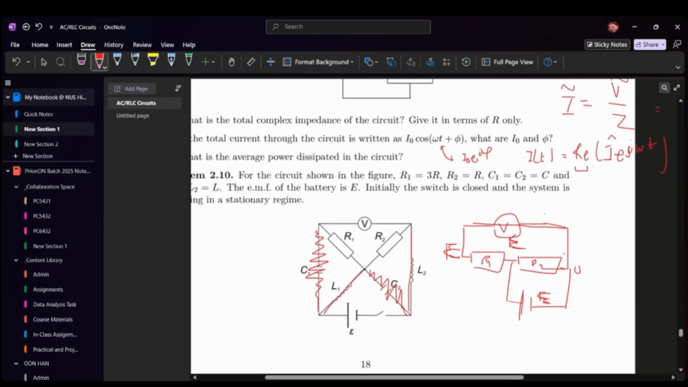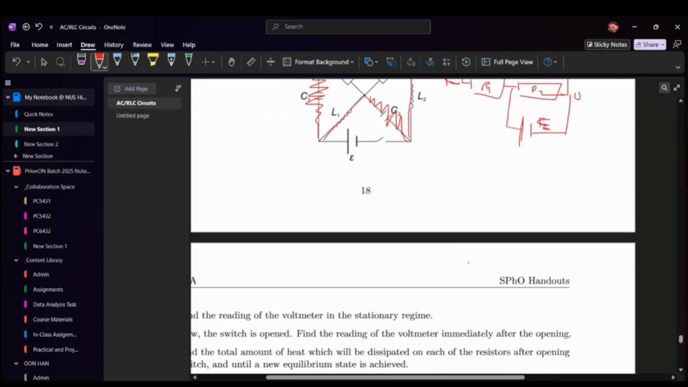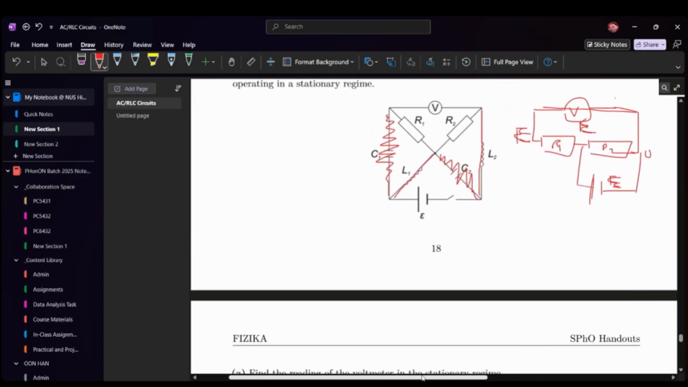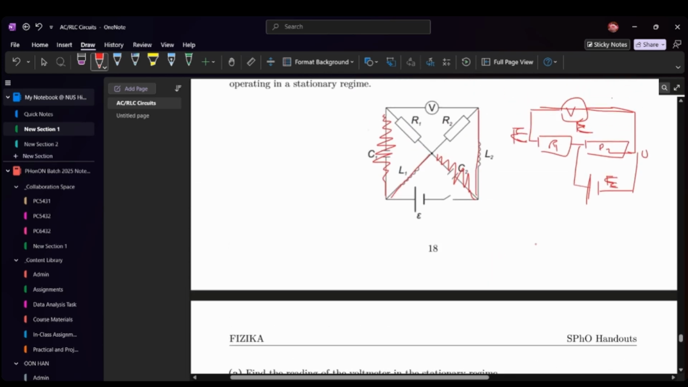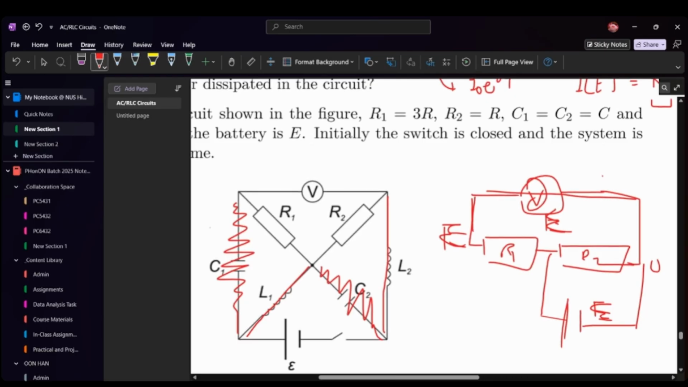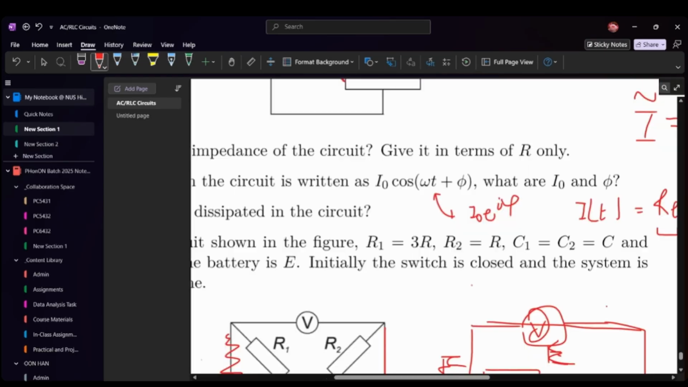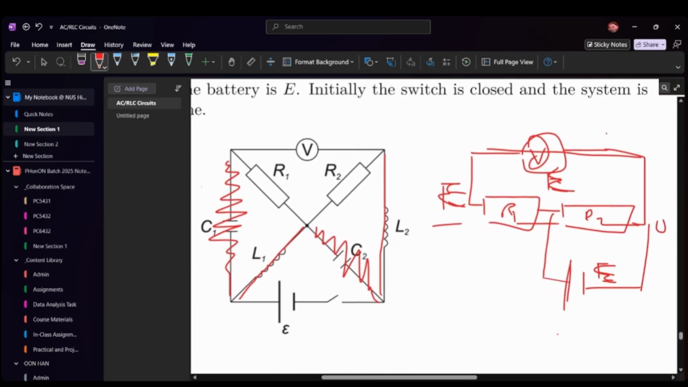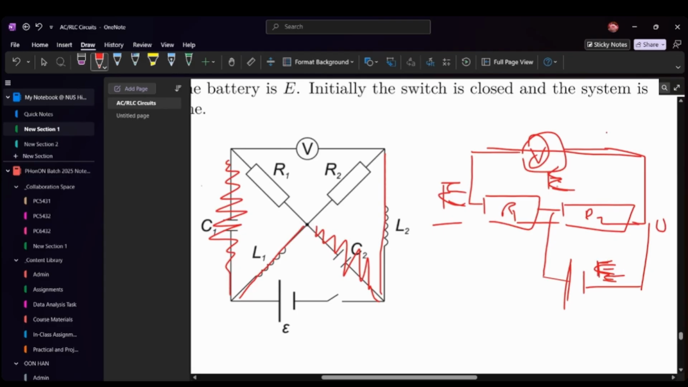Yeah. So then the reading of the voltmeter is E in the stationary regime. This one is not too bad basically. You gotta remember that this thing has infinite resistance, so there can be no current flowing through it. So that means the potential on both of these is the same. And since this battery here is E, this imposes this difference E here. So the voltmeter will read E.